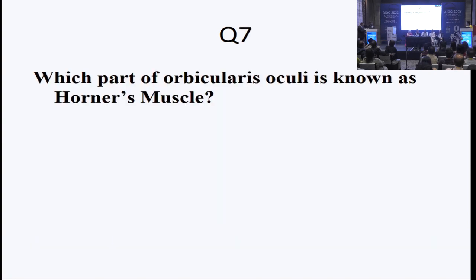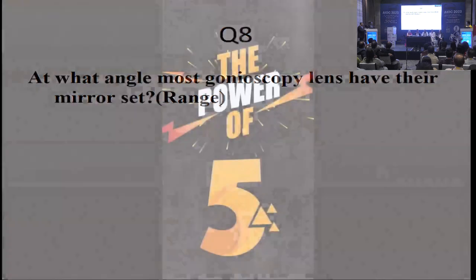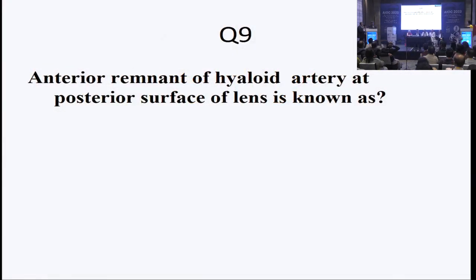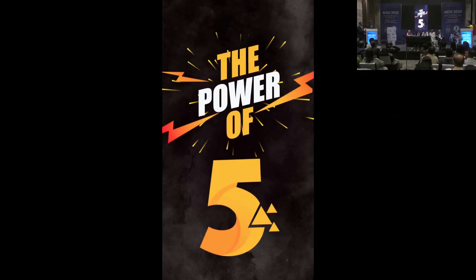Which part of the orbicularis oculi is known as Horner's muscle? The posterior part, I think. At what angle do most gonioscopy lenses have their mirror set? 63. Your time is up. 62. So we have two questions for the audience. The anterior remnant of the hyaloid artery on the posterior surface of the lens is known as? Mittendorf dot. And for which condition is PACK-CXL treatment used? Infective keratitis. Yeah. So we are going to the answers now.